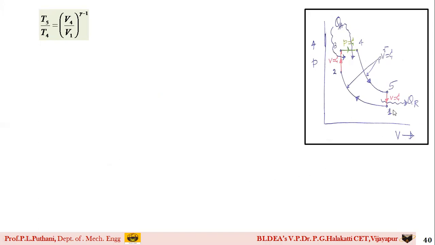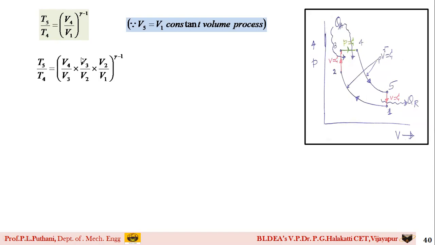So I replaced this V5 by V1. Why? If you observe the PV diagram carefully, 5 to 1 is a constant volume process. So I have replaced V5 with V1. Therefore, I can write it as V4 by V1 raised to gamma minus 1, or this V4 by V1 I can write in this form, that is V4 by V3 into V3 by V2 into V2 by V1. A small manipulation I have done here to get the resulting equation. This is a very important step. There is no change in the equation if I cancel these terms. That is a very important part.